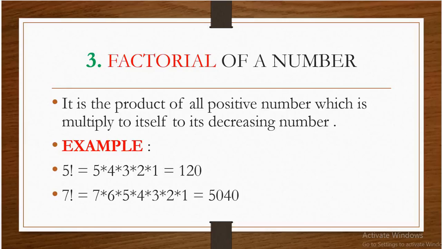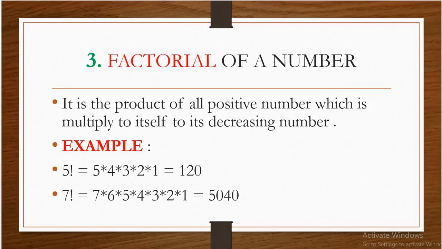For example, we have one value that is 5, and how can we count its factorial? Decreasing order, value decreasing 1 by 1. First 5 multiplied by 4 multiplied by 3 multiplied by 2 multiplied by 1, and the result is 120. Like this we can count the factorial of 7.